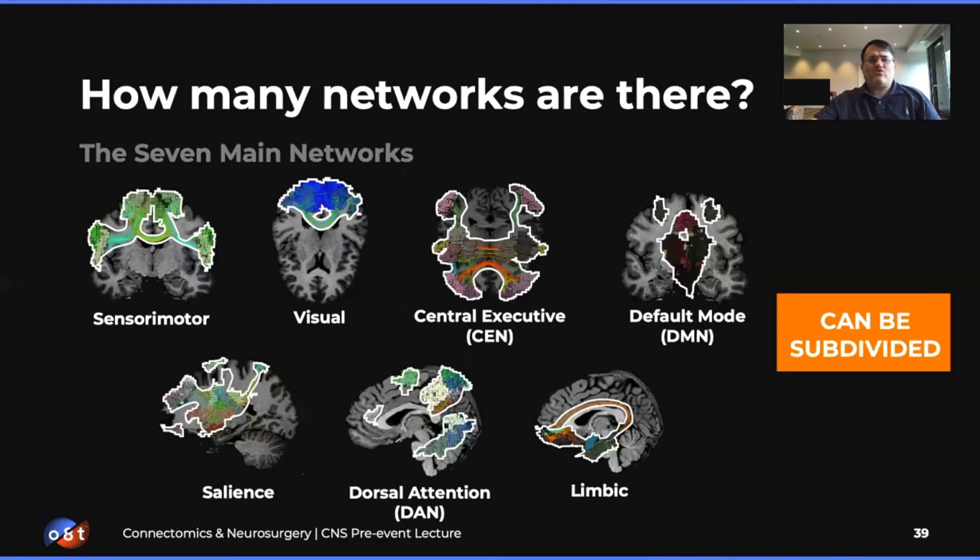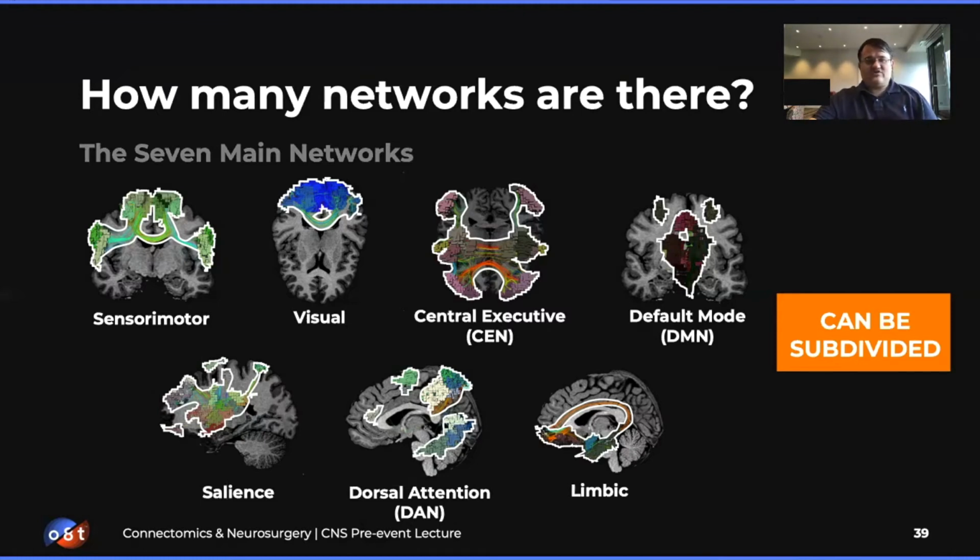So how many networks are there? And the question is, well, it depends on how granular you want to get. Now, in general, the best way to think about this is depending on how you set your filter. If you set it at the highest level of granulation, there are about 7 main brain networks. Some of them you're familiar with, like the sensorimotor system. So the motor cortex and the sensory system are highly correlated with each other, as are the SMA.